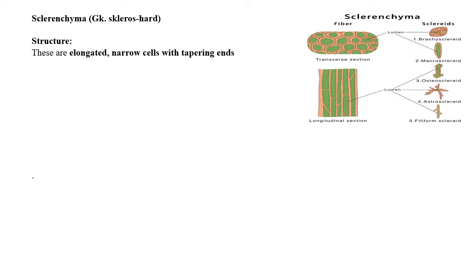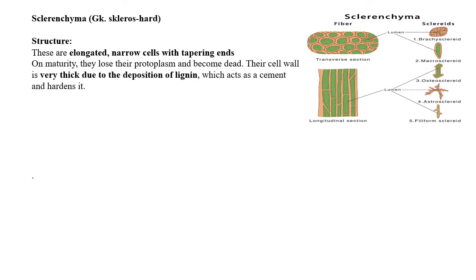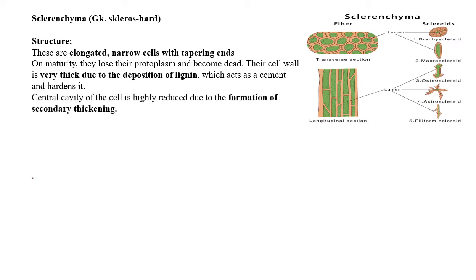Sclerenchyma. Sclerose means hard. Structure: these are elongated narrow cells with tapering ends. On maturity, they lose their protoplasm and become dead. Their cell wall is very thick due to deposition of lignin, which acts as a cement and hardens it. The central cavity of the cell is highly reduced due to the formation of secondary thickening. Sclerenchyma tissues are of two types, fibers and sclereids.